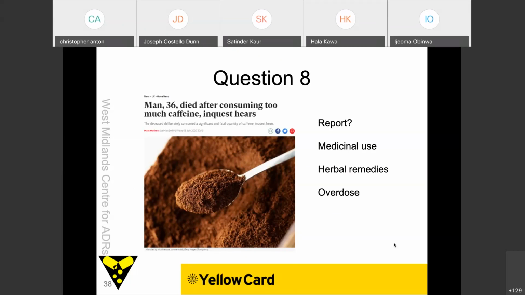However, if it was a herbal tea, for example, or a herbal remedy or something like Pro Plus that contains caffeine and was being used medically, then it would be reportable on a yellow card.